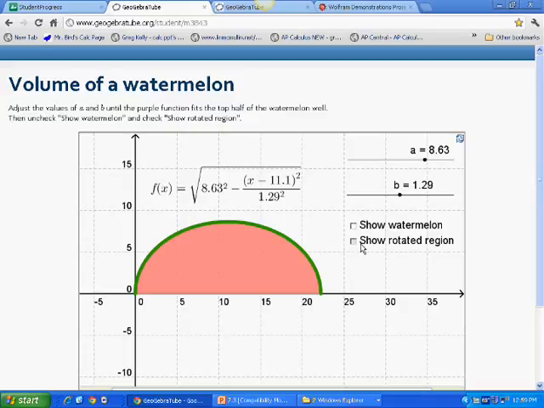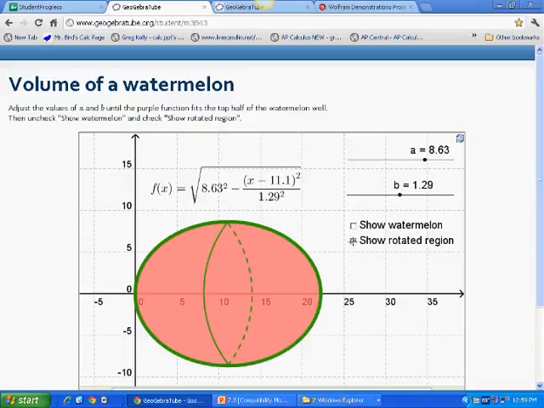Okay? And when I rotate it around the x-axis, you can see that I do have the shape of the watermelon. And if I know that my radius is the height of the function, so each slice of this watermelon is going to be a circle. So it's pi times the function squared, and I'm going to integrate that over 0 to about 22 or so.